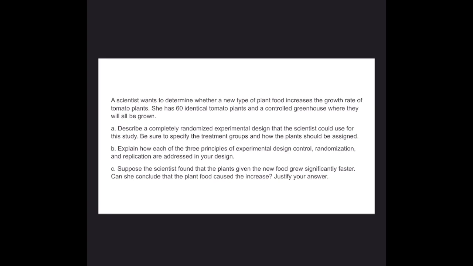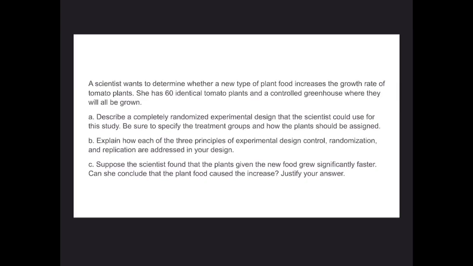B, explain how each of these 3 principles of experimental design, control, randomization, and replication, are addressed in your design. So in my design, I said the experimental controls would be like sunlight, water, soil, and by growing all plants under the same conditions. Randomization, it's plants are randomly assigned to the treatment and control groups, reducing the effects of confounding variables so you know that the treatment's actually affecting the results. And then replication, the experiment has 30 plants in each group, which is a large enough sample to detect meaningful differences and increase the reliability of the result.